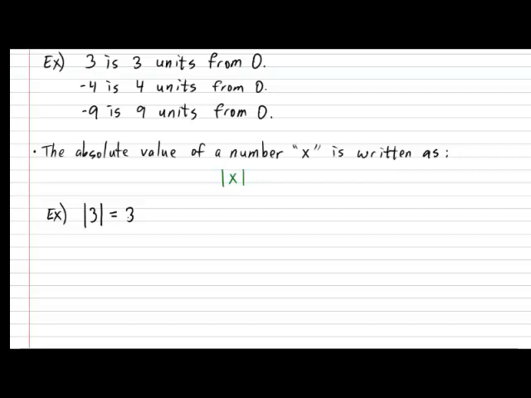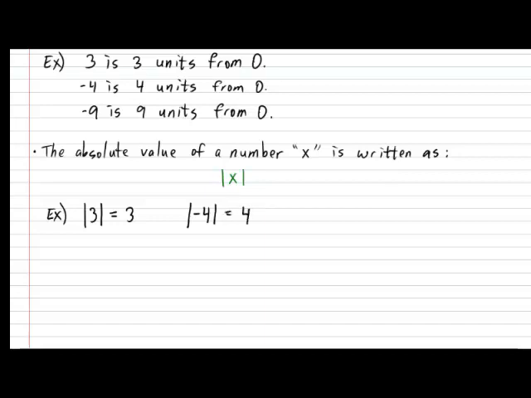Next, the negative 4, the same thing can be done with that. So the negative 4 goes in between the 2 lines. And this is asking you, what is the absolute value of negative 4? Which is the same as asking, how far away is negative 4 from the number 0? It's 4 units away.